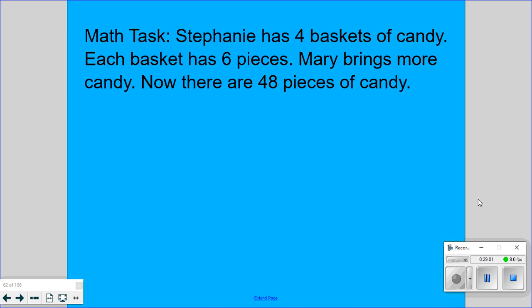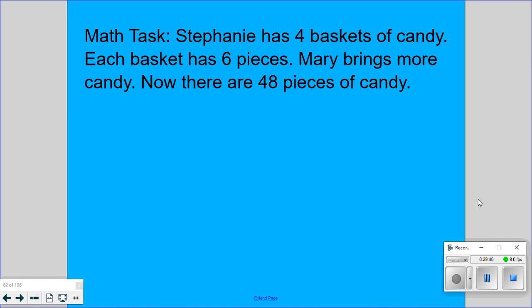All right, our task that we started working on, some of you might have finished, some of you might not have, says Stephanie has 4 baskets of candy. Can you picture that in your brain? Think about what that might look like. I'm picturing my favorite candy, personally. 4 baskets of candy. Each basket has 6 pieces. I'm banking on king-size pieces. I don't know that, but that's what I'm pretending.